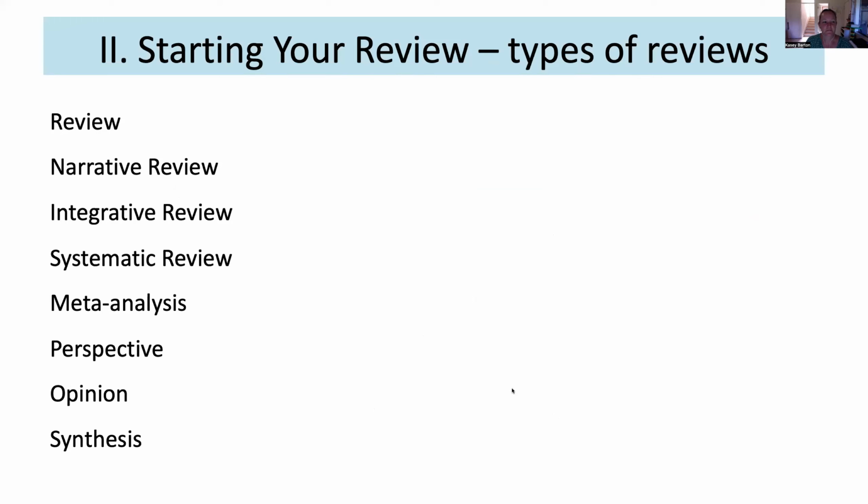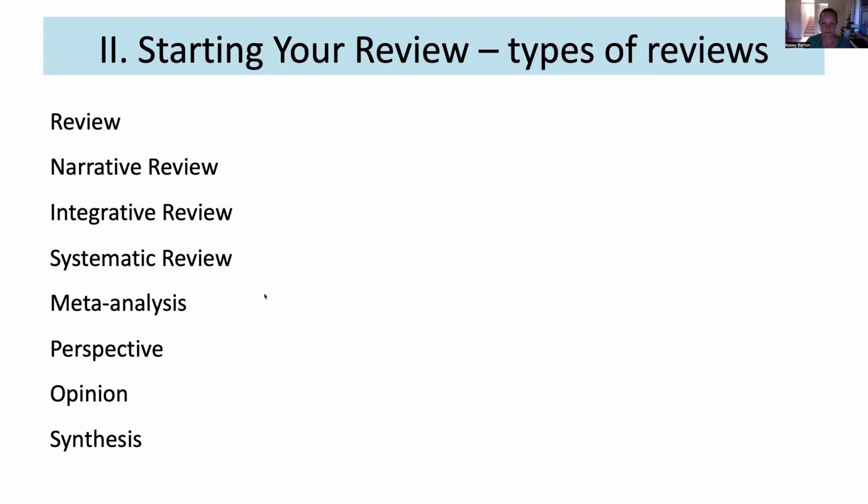To start, there are many different ways that we refer to reviews. So how do you know which one you want to actually do? This is what I hear them called most commonly, at least: a review, a narrative review, an integrative review, a systematic review, a meta-analysis, a perspective, an opinion, or a synthesis. Unfortunately, you could talk to different people and they would, in large part, have variable answers as to what these are or what the differences are. I'm not sure it's worth our getting into the semantics of this, but these words are definitely out there.